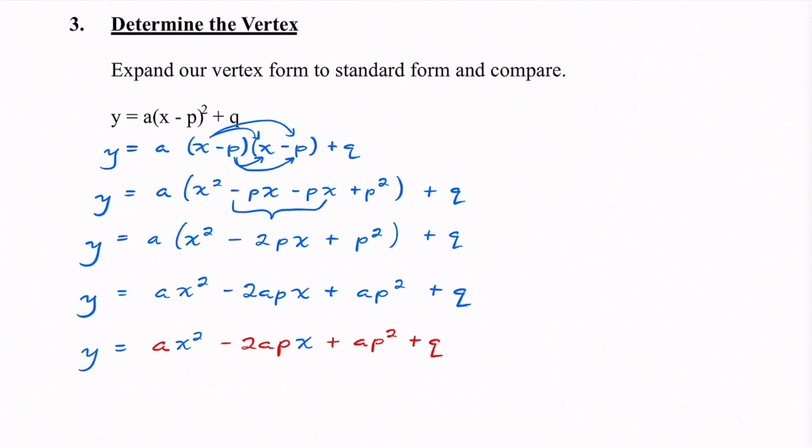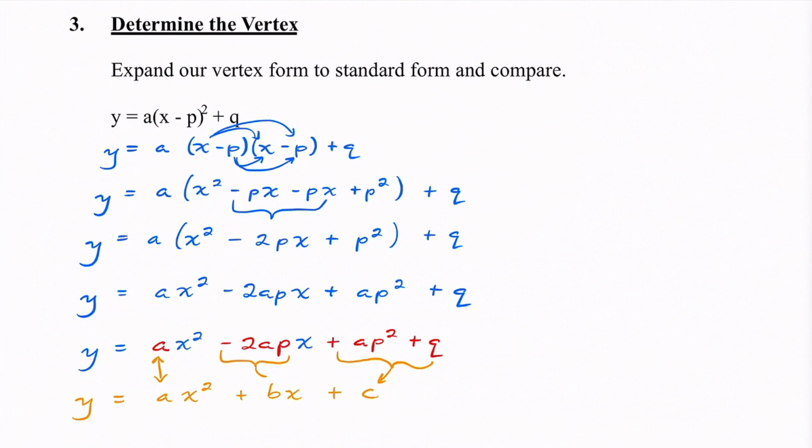Okay, and then I'm going to write my standard form below this and compare with what we just got with the standard form. Okay, so I can see A is still A, that hasn't changed. Those two go together. To get B, it is minus 2AP, and the C is all this last stuff, AP squared plus Q. Okay, so now I know which one goes with which.